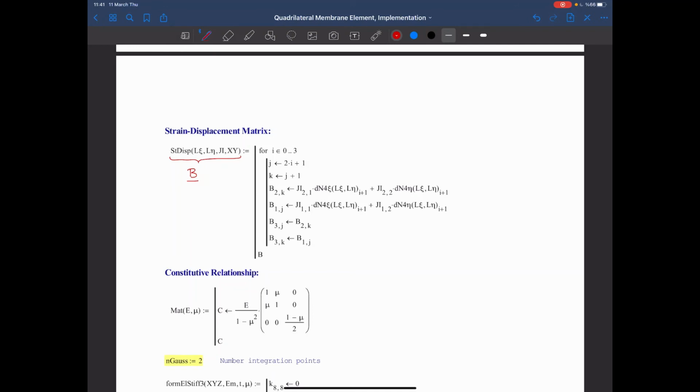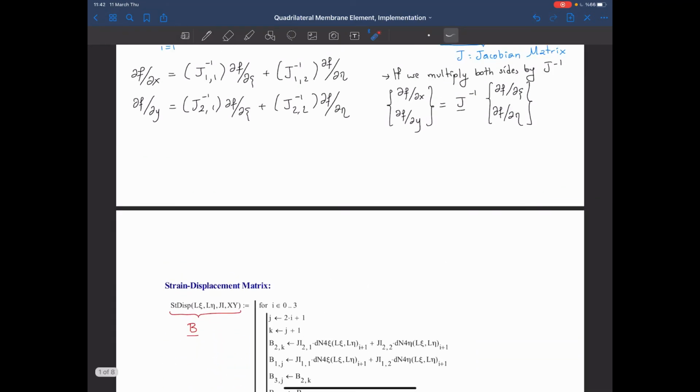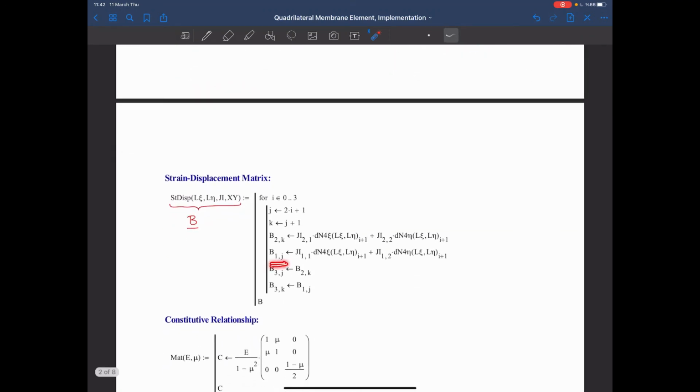And we derive the B matrix in terms of derivatives with respect to x and y. Here I'm applying the transformation that I write here. The first row of the B matrix will have the derivatives with respect to x, so this is what I have. The second row of the B matrix will have the derivative with respect to y, there it is, and the third row will have both the derivative with respect to x and y. So with this algorithm I'm just filling out the B matrix.